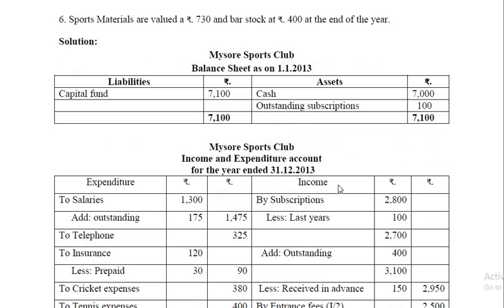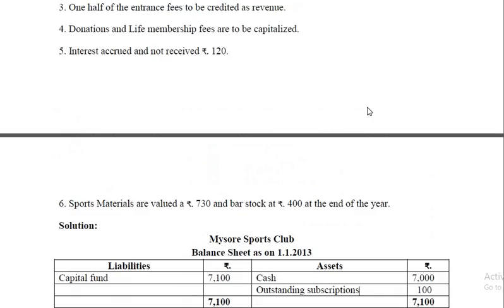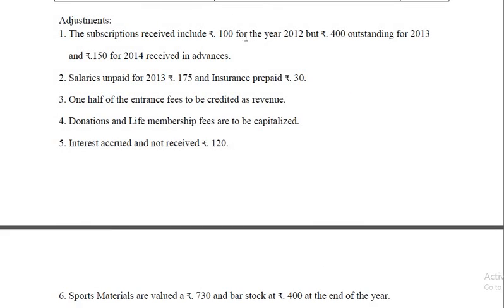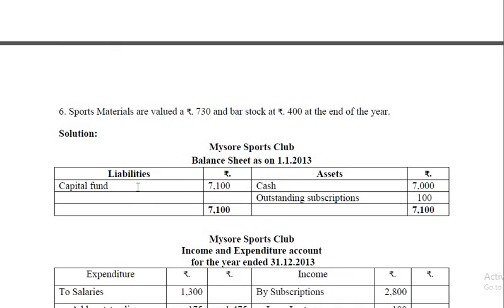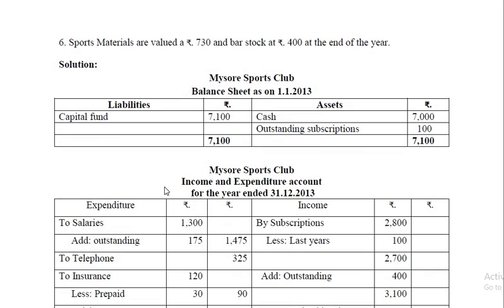Now look at the solution. I have explained everything. So you find here 7,000 opening balance of cash, and outstanding subscriptions here they have given 100 rupees, so that should be taken there, and the balancing figure is nothing but capital fund. No other items are there in the opening balance sheet.